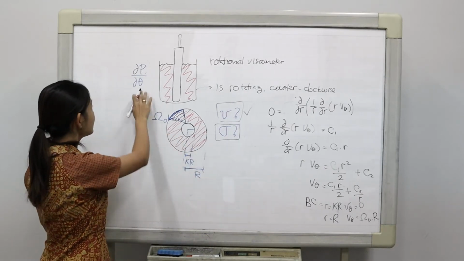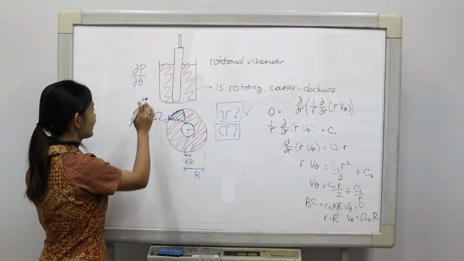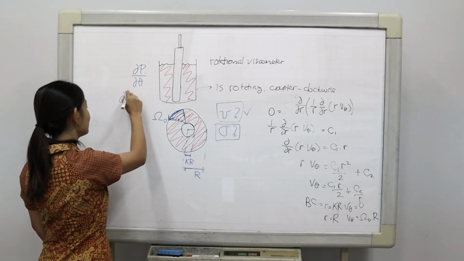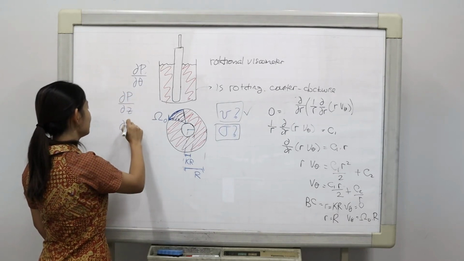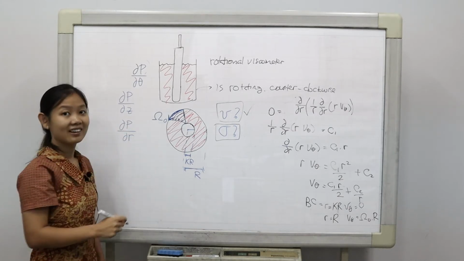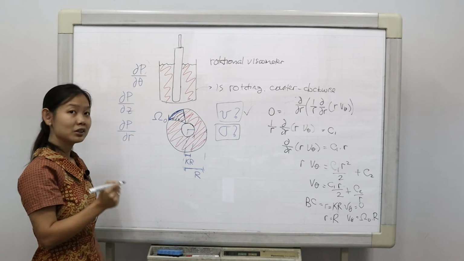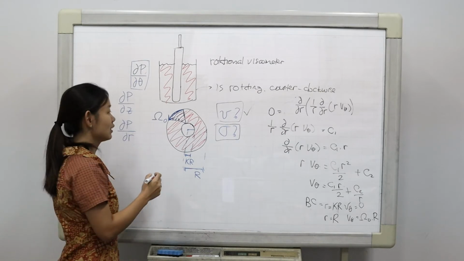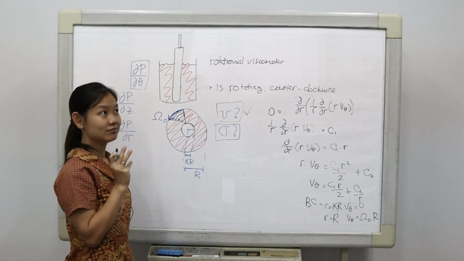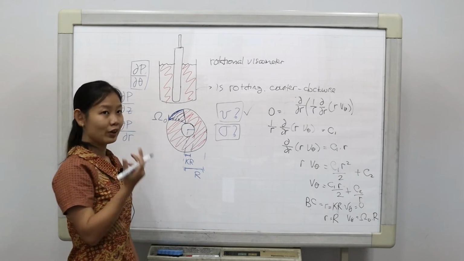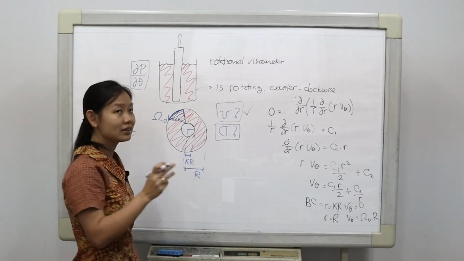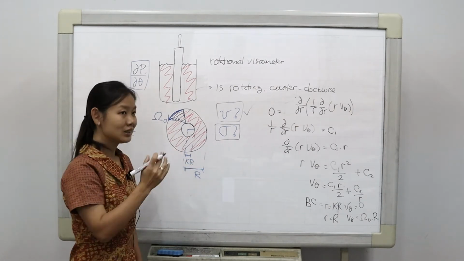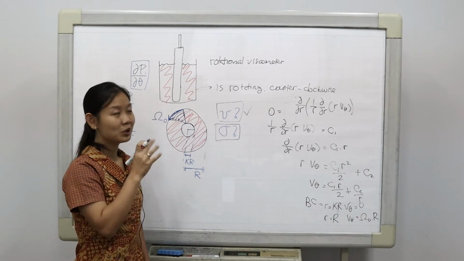Okay, so actually we have three components of P. We have dou P over dou theta, dou P over dou Z, and dou P over dou R. Now, if we look at dou P over dou theta, it means that we look at the change of pressure at various theta, but at similar r and at similar z. What does this condition look like?